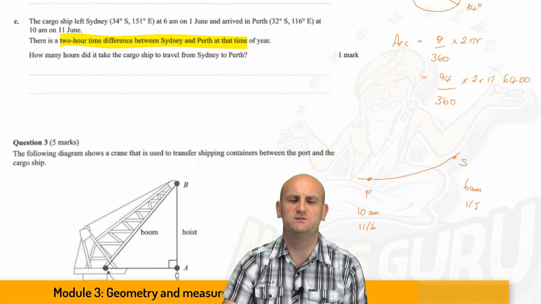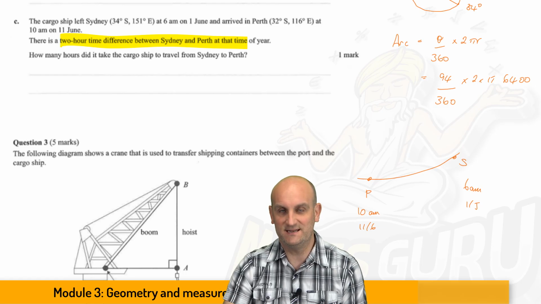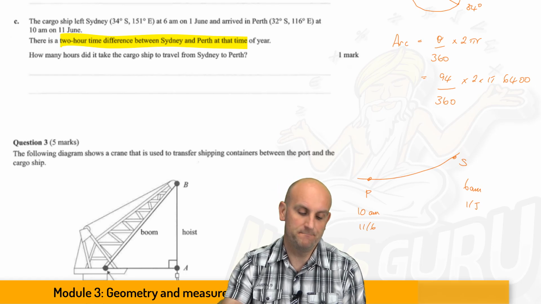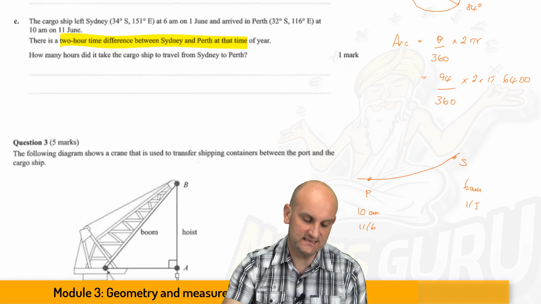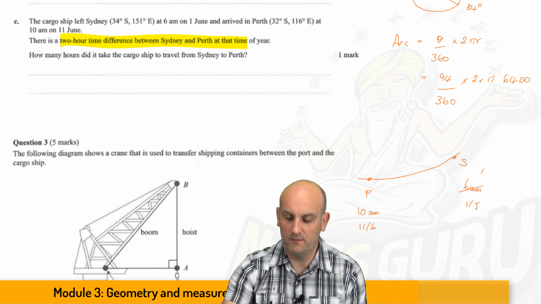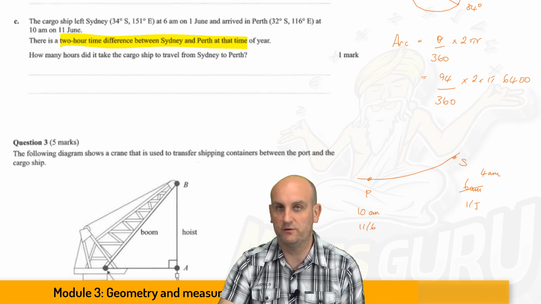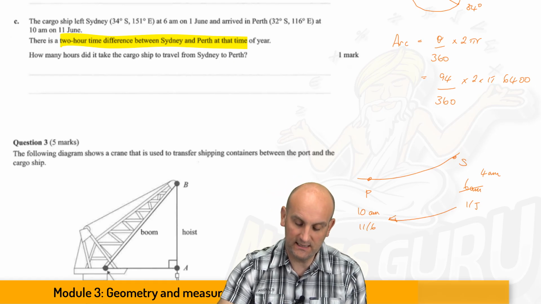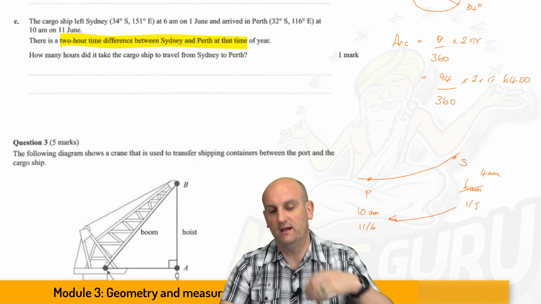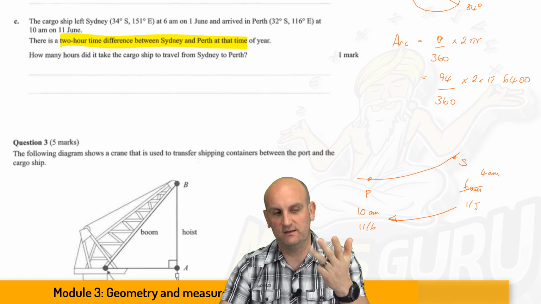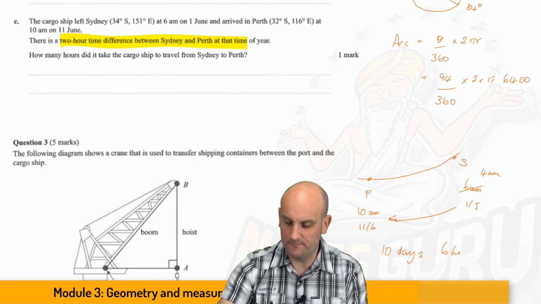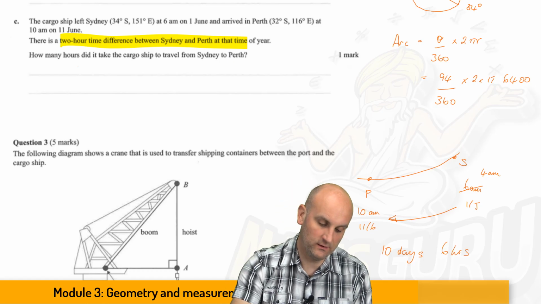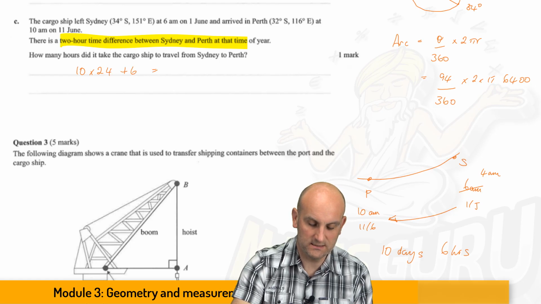And I suppose part of this requires you to know whether Perth is behind or ahead. As it turns out, Perth is behind Sydney, so it's 2 hours behind. Although it says it's leaving Sydney at 6 a.m., I'm going to do it on Perth time and say that it actually left at 4 a.m. Perth time, because now all I need to do is work out how long it takes to get there. So it left on the 1st, 2nd, 3rd, 4th, 5th, 6th, 7th, 8th, 9th, 10th and 11th. That was 10 days. And 4 a.m. to 10 a.m. is 6 hours. Because it wants to know how many hours it's going to be, I did 10 times 24 plus 6, which gave me 246 hours.